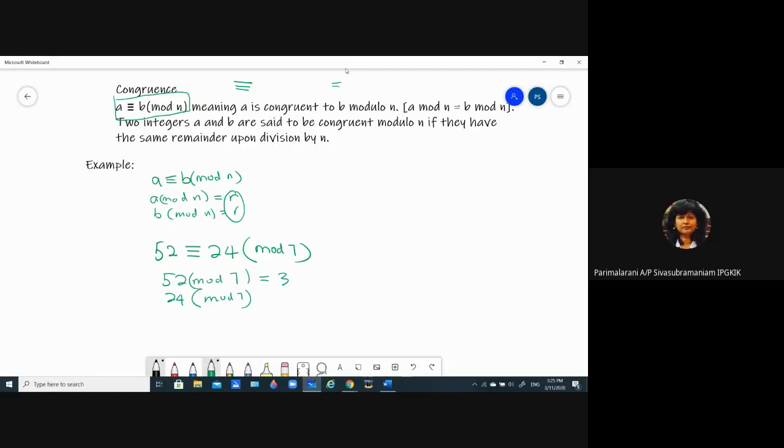And 24 mod 7. What is the remainder? 7 times 3 is 21. That's the nearest. So the remainder is 3. So because both the remainders are the same, therefore this is true. Therefore 52 is congruent to 24 mod 7. Okay, one more. 36 is congruent to 10 mod 13. Is this true?